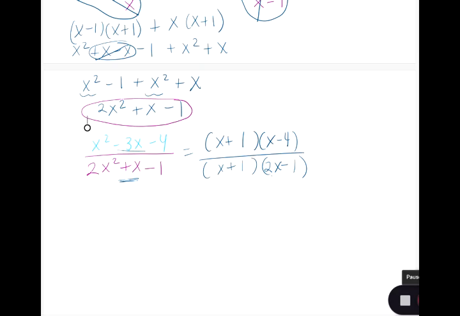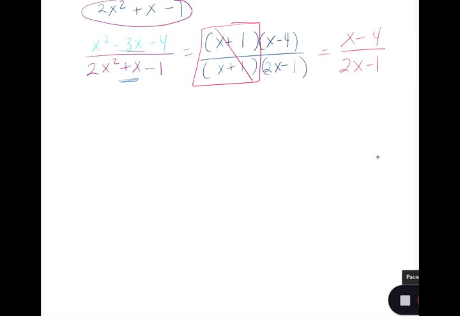Now it's fully factored and we want to look and see, does anything cancel out? And in this one, yes, x plus 1 over x plus 1 will cancel. And my final answer will be x minus 4 over 2x minus 1. So you can see these problems can be pretty lengthy and they are somewhat difficult, so it takes a lot of steps.